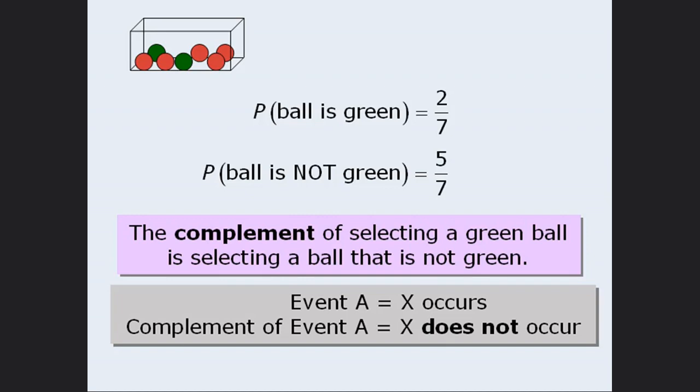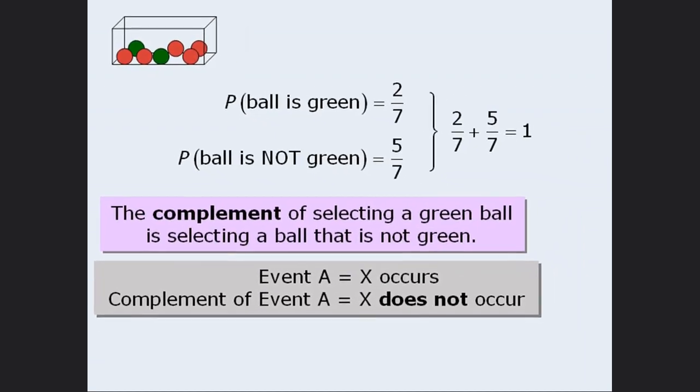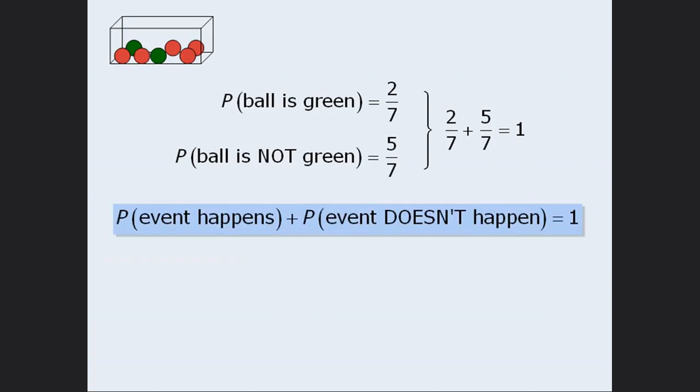Now here's the important part. Notice what happens when we take the probability the ball is green and add it to the probability of its complement, the ball is not green. When we do this, we get a sum of 1. Now you don't need to remember the definition of the word complement. However, you should remember these results, which we can generalize as follows.